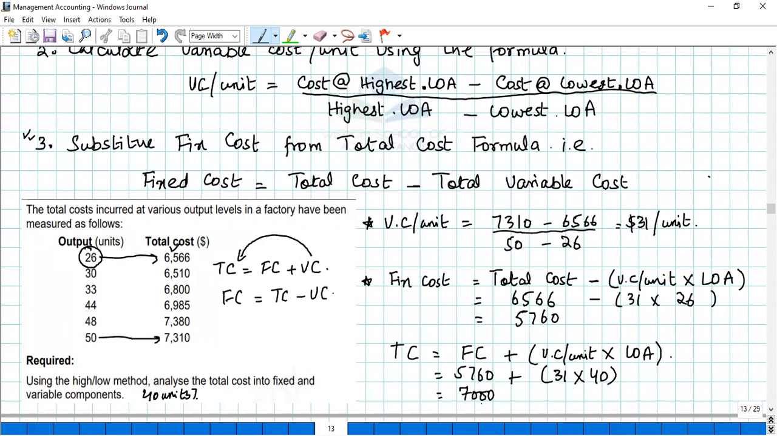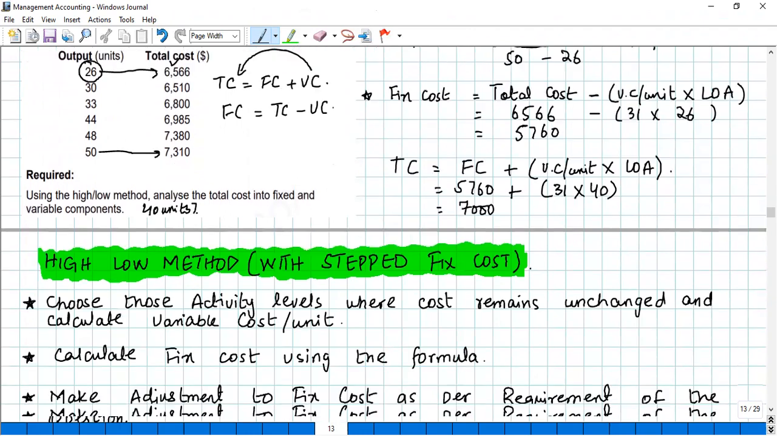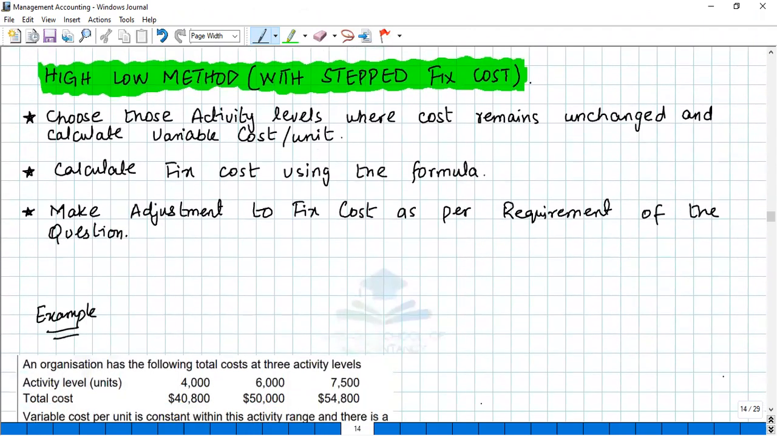So Hi-Lo method is also useful in forecasting. You can forecast, you can estimate, you can predict the total cost. So this was Hi-Lo method. Now there are some other things that are included in Hi-Lo method. The first one is Hi-Lo method with stepped fixed cost. Now, what if, in the question, the examiner tells you that the cost had a step up element? Then how would you deal with that? How will you use Hi-Lo method then? Now, let's discuss that.